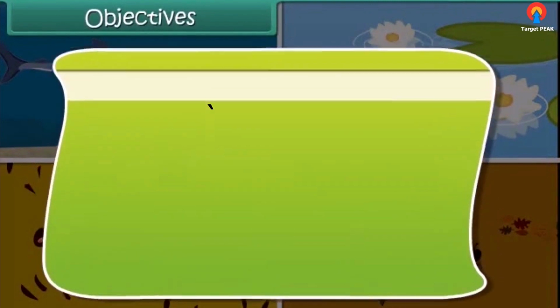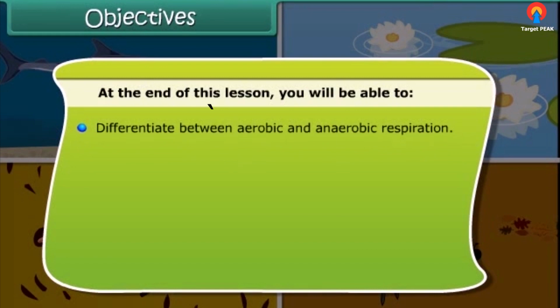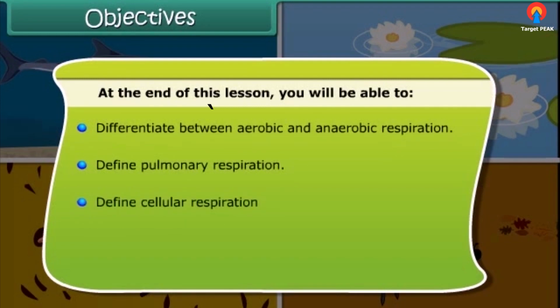Objectives. At the end of this lesson, you will be able to differentiate between aerobic and anaerobic respiration, define pulmonary respiration, define cellular respiration, describe the mechanism of breathing in humans.